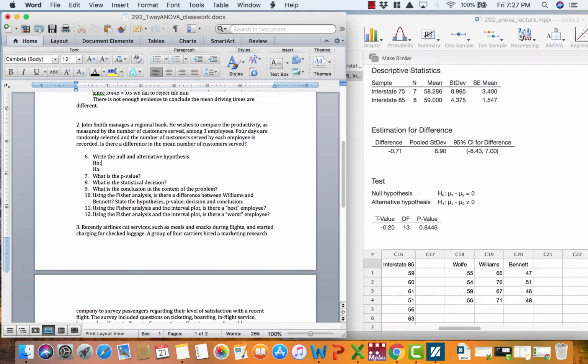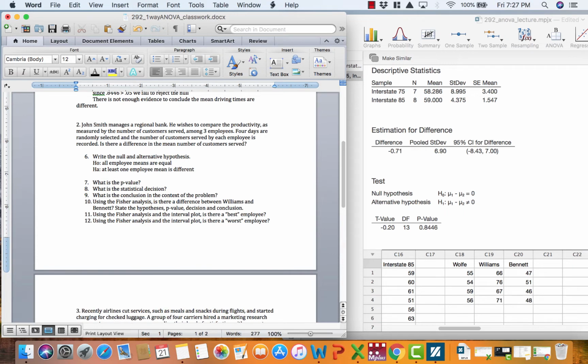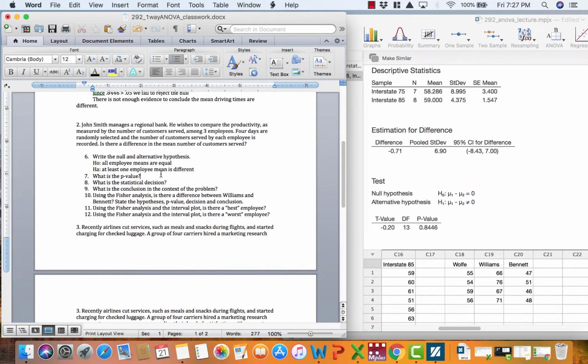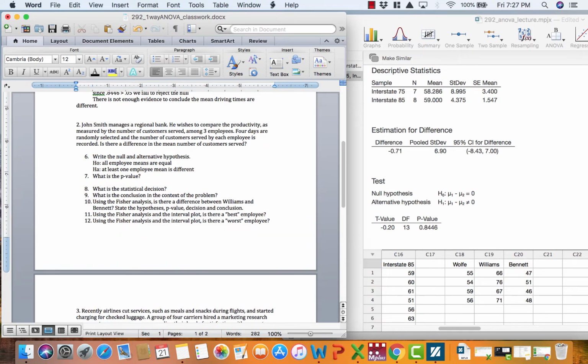All right, this is a one-way ANOVA problem. How do we know this is a one-way ANOVA problem? The answer is we have 3 employees. We have more than 2. All right, so all employee means are equal versus an alternative, at least one employee mean is different or unequal. All right, we want the p-value for this test.